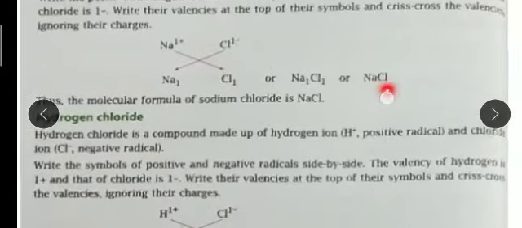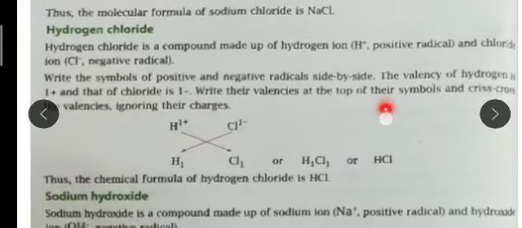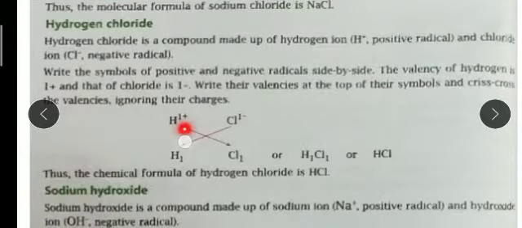Next is hydrogen chloride, because you know hydrogen chloride is made up of hydrogen and chloride ion. Hydrogen also has one valency, it is also a cation, and chlorine is an anion. The same thing, next step, interchange the valency. One is the common factor in both hydrogen and chlorine, so we simply write HCl. So hydrochloric acid, or we simply write HCl.